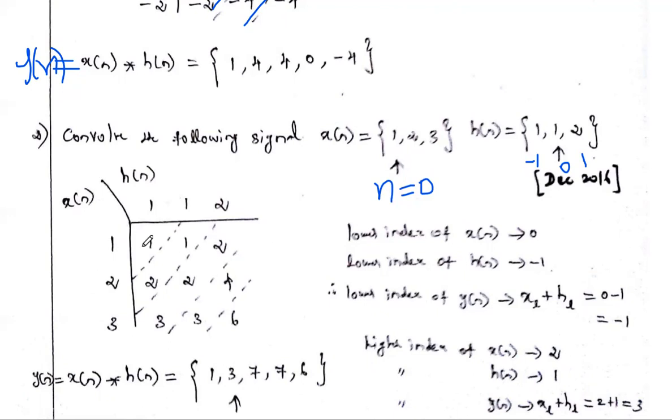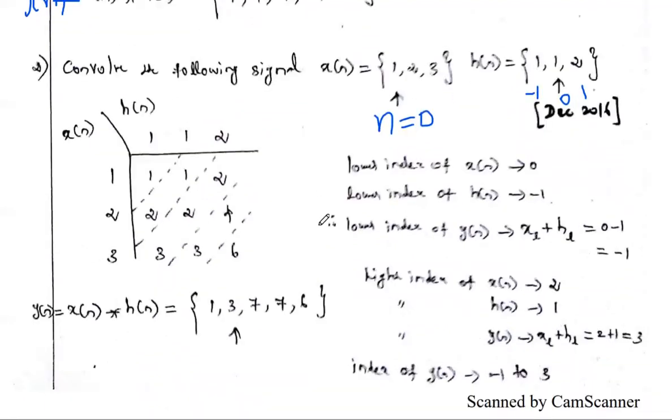Row-wise, you write the x of n values, and column-wise, you write the h of n values. The x of n values are 1, 2, 3, and the h of n values are 1, 1, 2. Next, you multiply element by element. 1 multiplied with 1 is 1, 1 multiplied with 1 is 1, 1 multiplied with 2 is 2. Similarly, this 2 multiplied with this 3, you have to write.